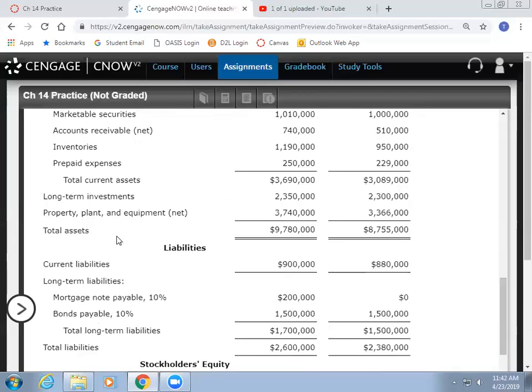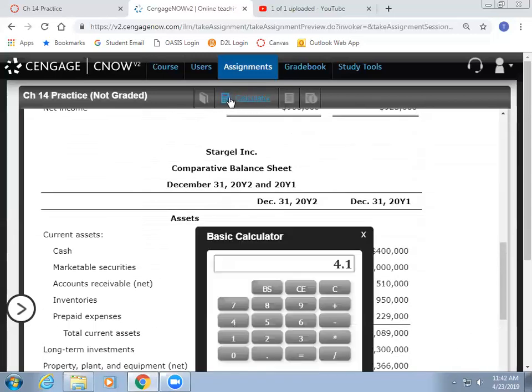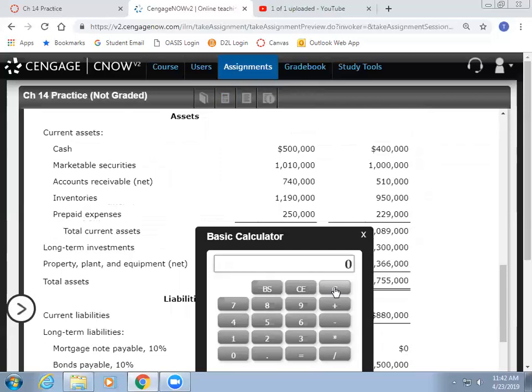So for the quick ratio, instead of using current assets, I would take cash of 500,000 plus marketable securities, which are a short-term investment. Any type of investment listed under current assets is going to be a short-term investment. So I'm going to add that in, 1,010,000, plus accounts receivable. So those are my 3 quick assets: cash, short-term investments, and accounts receivable. You'll always have cash and accounts receivable. You may not always see a short-term investment. You'll just have to look for it.